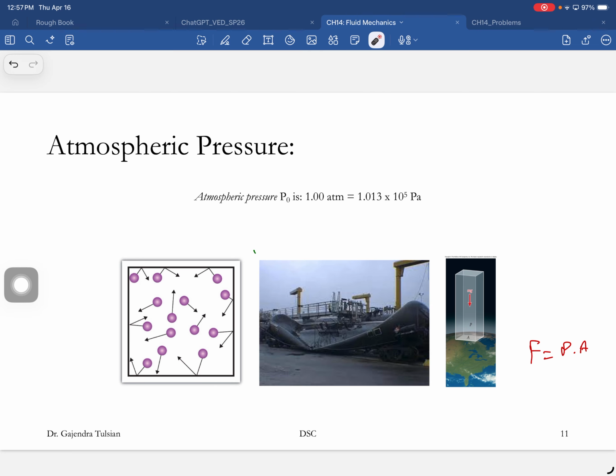And of course, if you go to a higher altitude, now you only have to support this column of air, so the pressure is lower there. So the pressure decreases with height. And it turns out that it decreases exponentially, and we'll show you that expression later.